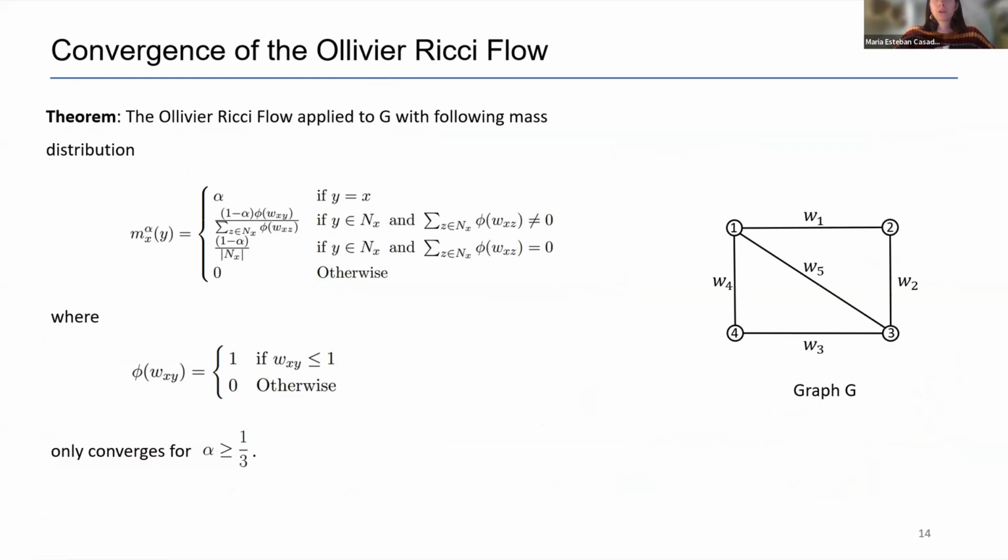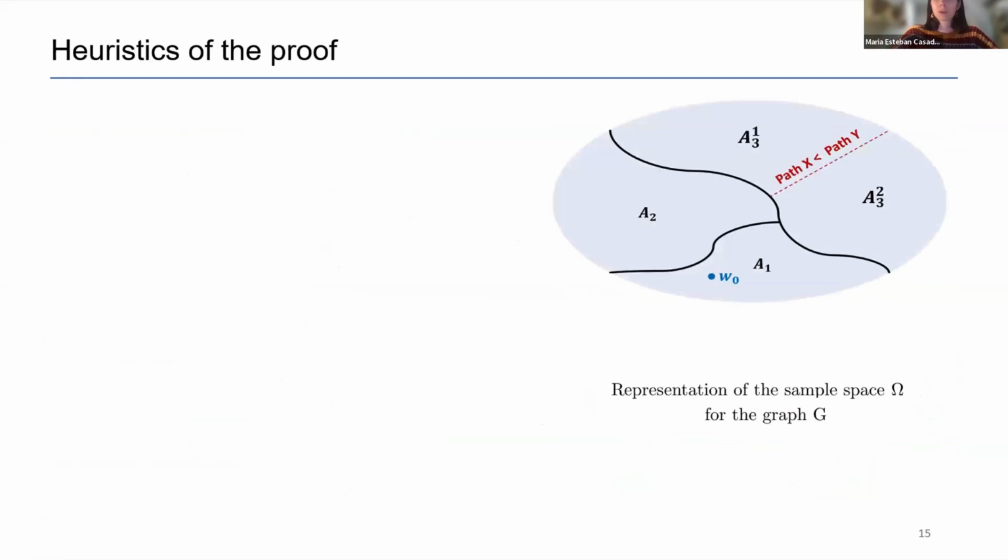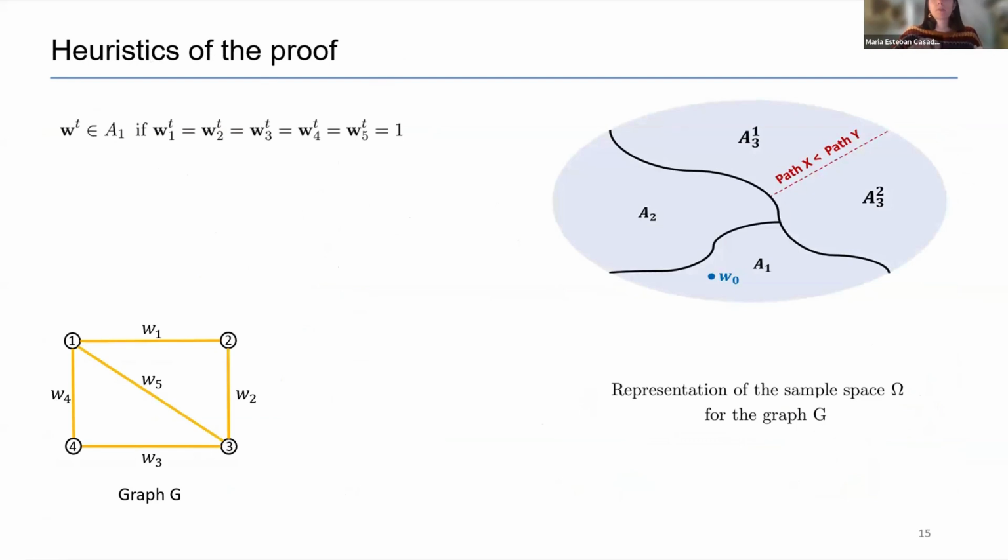So the choice of this mass distribution made the problem significantly easier because it meant that we could express this Ollivier Ricci flow process as a system of piecewise linear maps where the parameter space could be divided into different regions. So that's what we did. So in case of the graph G, which is very small, we can divide the parameter space into just three regions. So we say that the weights belong to the first region when the weights of all the edges are the same, and this will be just in iteration 0.